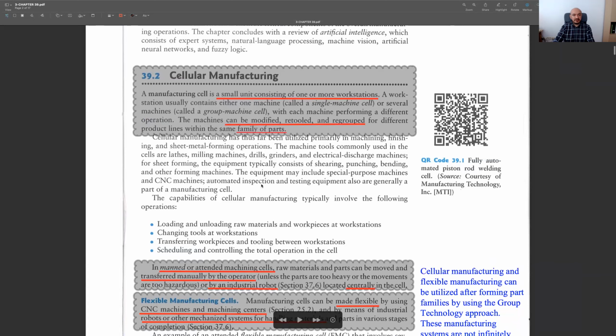So let's briefly go through cellular manufacturing. As I mentioned, it's a bit smaller than the flexible manufacturing systems. It's a unit consisting of one or more workstations. If it has one machine, then it's called a single machine cell, or if it has several machines, then we name it a group machine cell. And the machines in this cell can be modified, retooled, and regrouped. So this is highly important. The machines should be quite flexible.